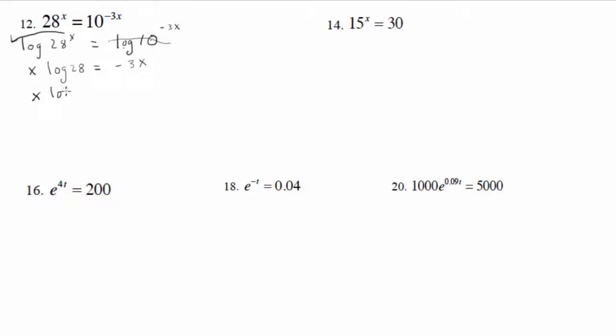So we have x log 28 plus 3x is equal to 0. Okay, after you collect everything to one side, then you GCF out the variable you're looking for. So we're going to pull that x out front, and we have log of 28 plus 3 is equal to 0. And then I'm going to divide both sides by this. So this side just gives me x, and over here we have 0 divided by all of this.